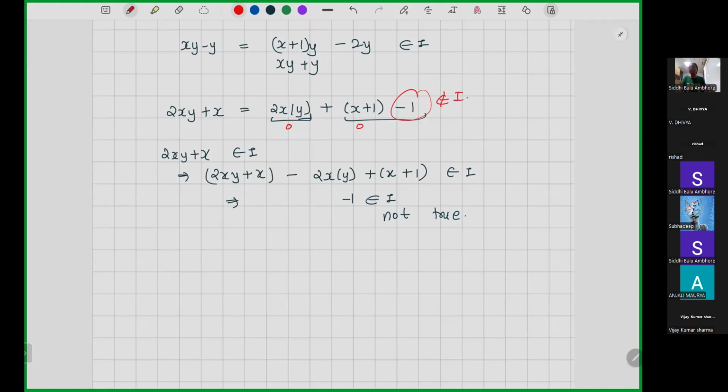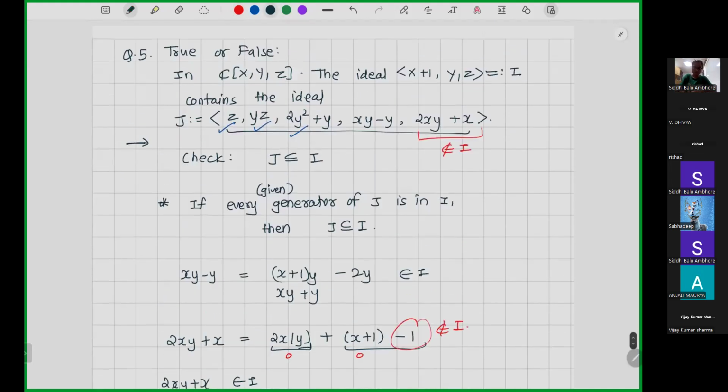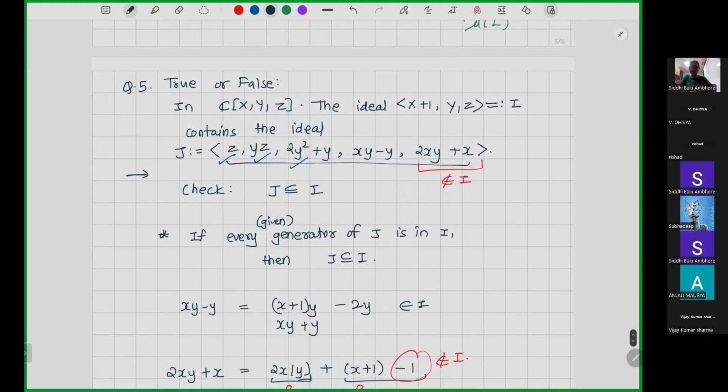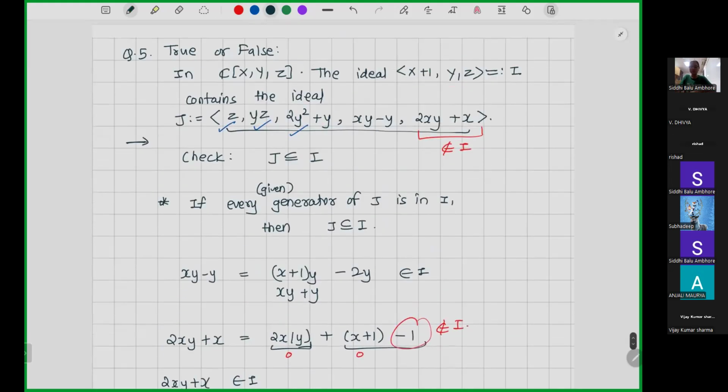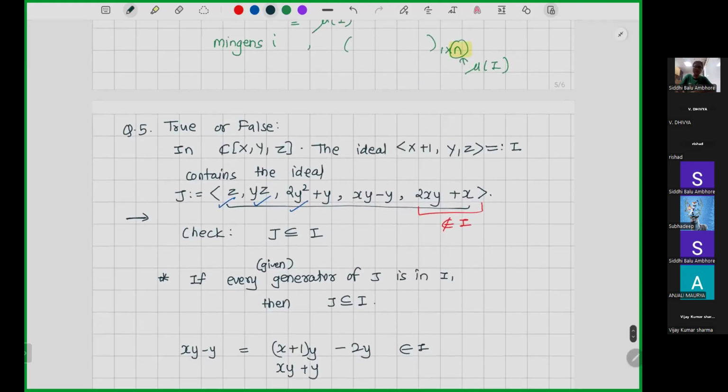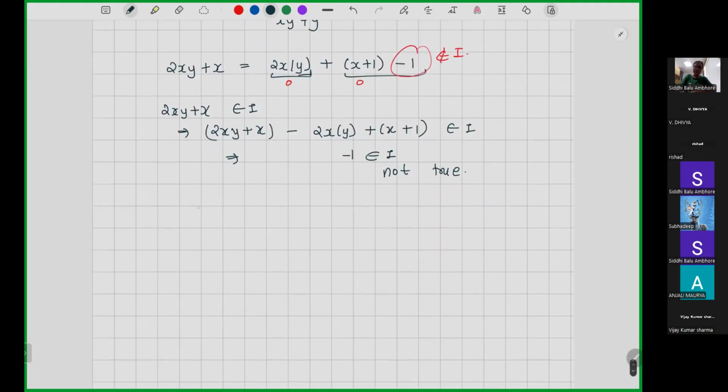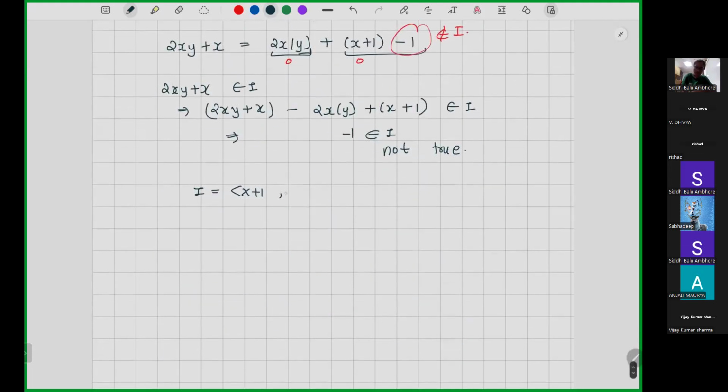Okay, so how can we say it is not a proper ideal? It's not at all contained in I. Is the given ideal proper? So I is given, right? I is this: x plus 1, y and z.